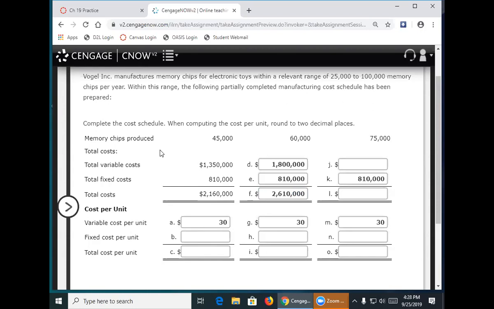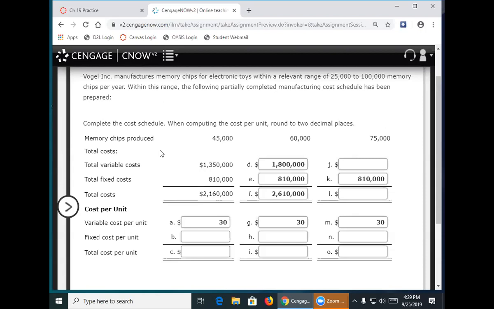So really, we just established a cost function for this company. Like if we said total cost, TC, equals fixed, which is 810,000, that's our fixed, plus our variable costs, which are $30 times units produced. So that's what we're doing. We're establishing a cost function.